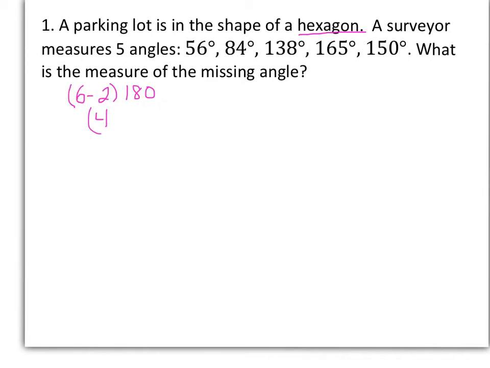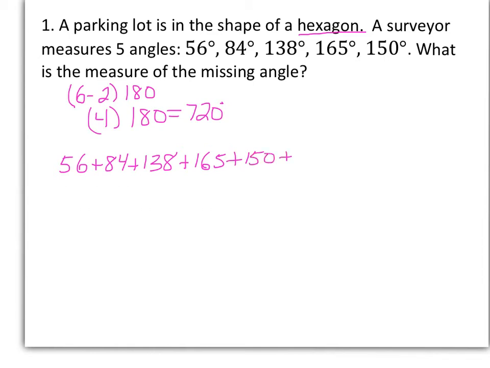So we're taking 4 times 180, and we get 720 degrees. So a hexagon's interior angles add up to 720 degrees. To find my missing angle, we can add up the angles we have, plus my missing angle I'm going to call x, and that needs to add up to 720. Combining like terms, I have 593 plus x equals 720. If I subtract 593, I get x is 127 degrees.